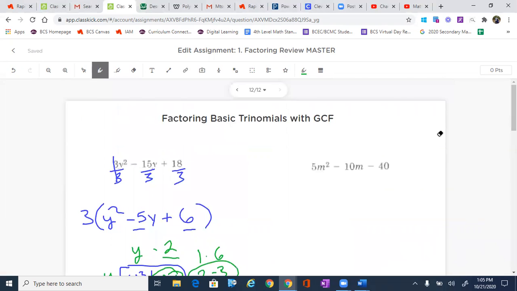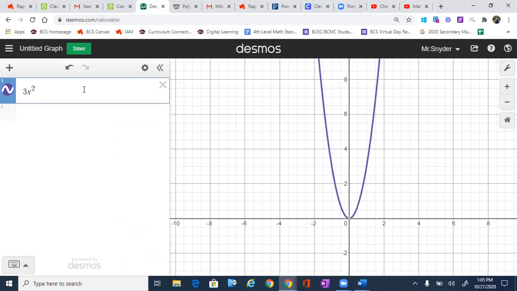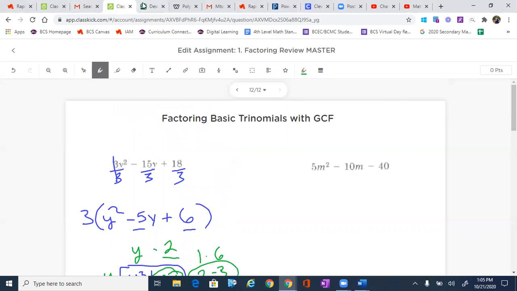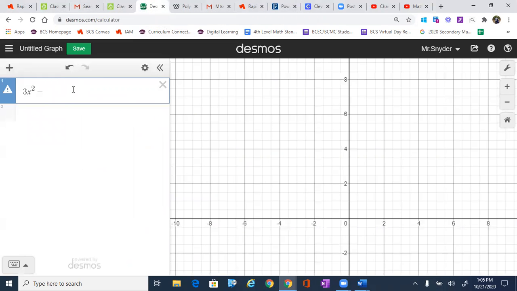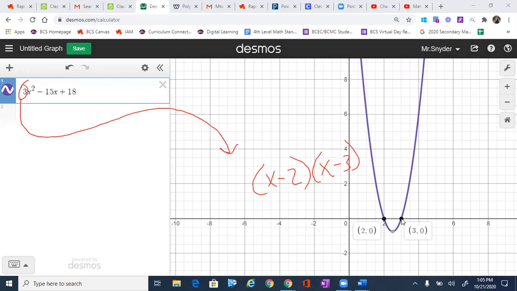Now, there's another way. We can take this and throw it right into Desmos. So let's do that real quick. I'm going to write 3x squared. We do have to put the x's in there because Desmos doesn't like it if we switch variables. I'm going to put minus 15x plus 18. And I'm going to look for the x-intercepts, which are 2 and 3. And I could just simply write, based off of this information, that we have x minus 2, x minus 3. And the only thing I need to do is bring my a value right out in front because it's not showing up in the binomials.